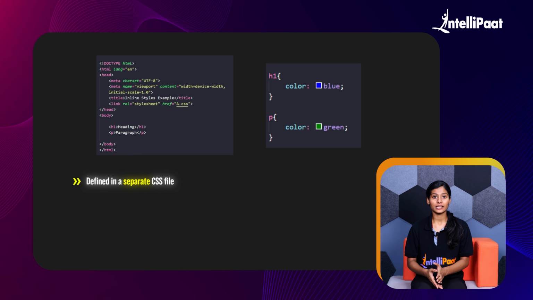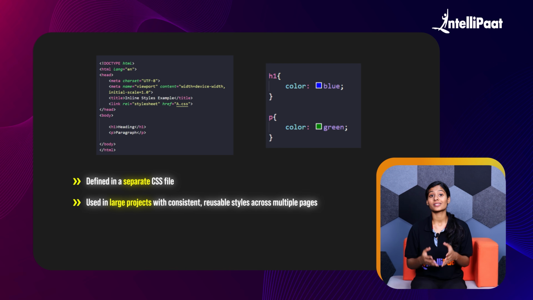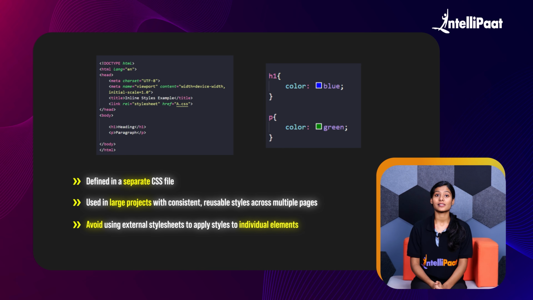External styles, on the other hand, are defined in a separate CSS file and are linked to the HTML file. An external style sheet is used in large projects with consistent, reusable styles across multiple pages. Avoid using external style sheet to apply styles to individual elements.